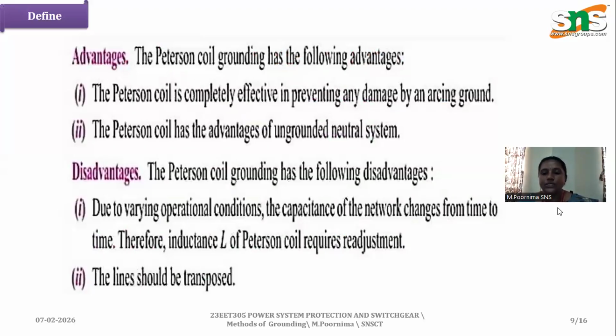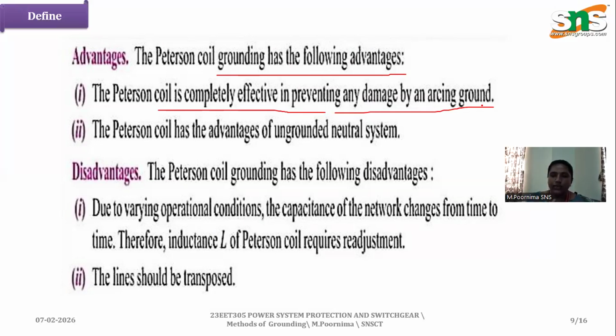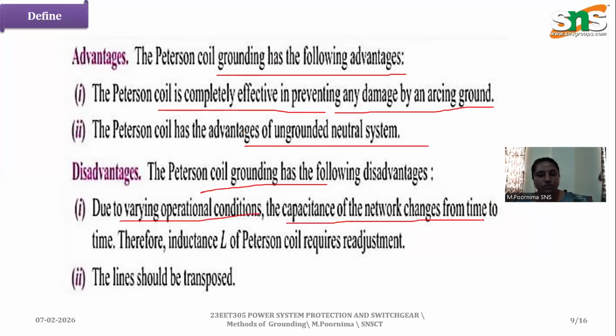What is the advantage of the Peterson coil? The Peterson coil is completely effective in preventing damage from arcing grounds. The main purpose of using this arc suspension coil is to prevent the damage. It is advantageous for underground neutral systems. As for the disadvantage, due to varying operating conditions, the capacitance of the network changes from time to time. Therefore, the inductance of the Peterson coil requires readjustment. The line should also be transposed.